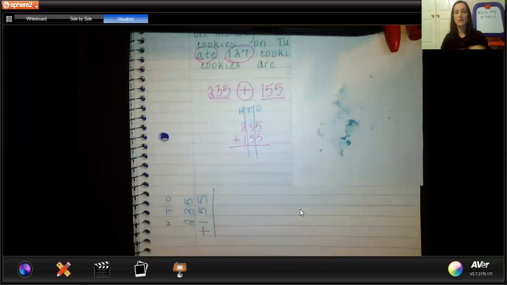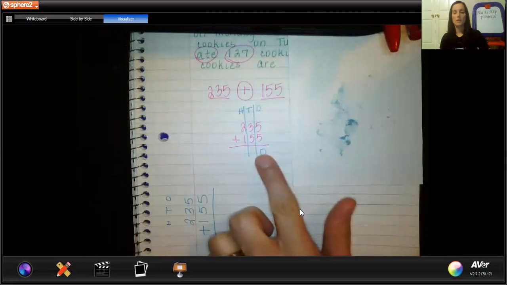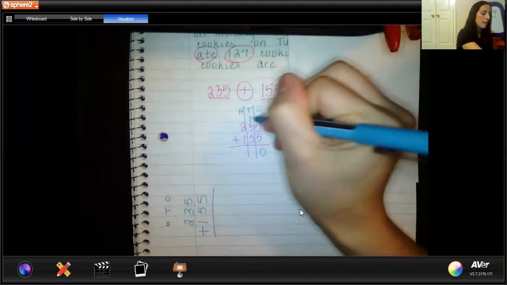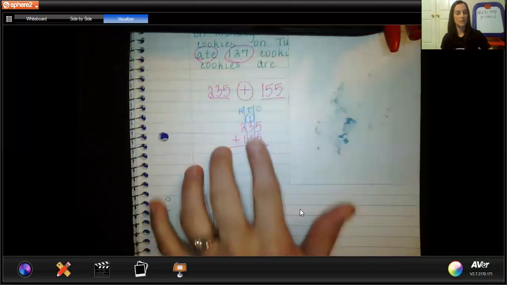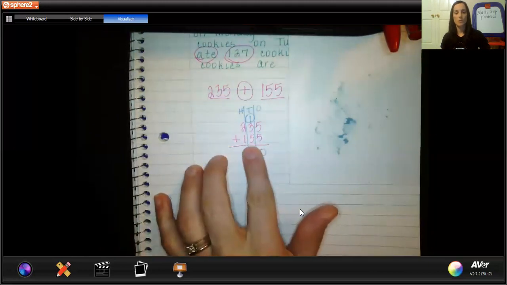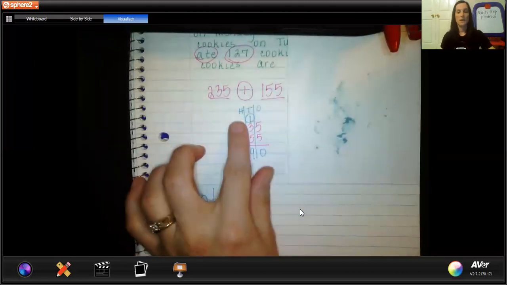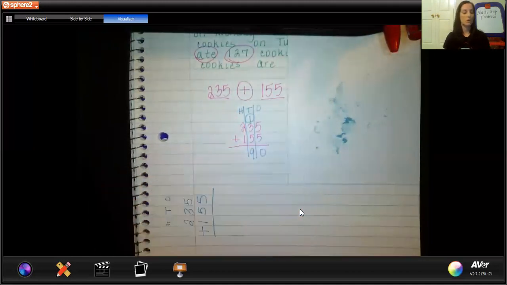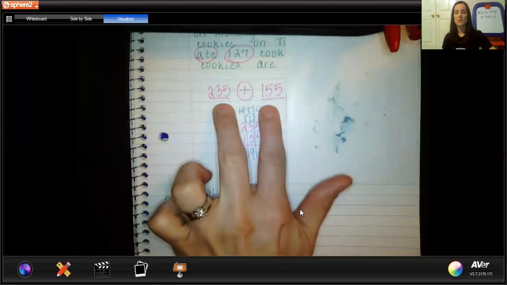So we have 235 plus 155. Of course, 5 plus 5 would be 10. So we have our 0 at the bottom. 1 goes at the top. We don't want to forget about that. 1 plus 3 would be 4. 4 plus 5 would be 9. And then now that we are done with the tens, we're going to move over to the hundreds. So 2 plus 1 would be 3. And so far, we've gotten 390, which is the sum of these two numbers.